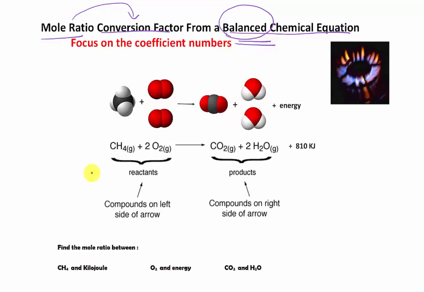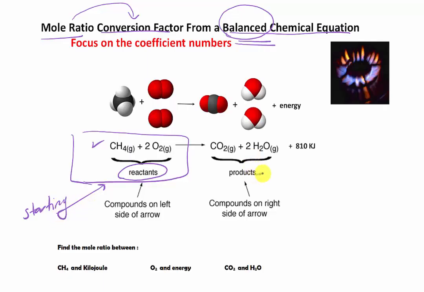The beautiful part about this is that most of the chemical equations given to us are balanced. So here we have a balanced chemical equation where we have CH4 plus 2O2 produce CO2 plus water and 810 kilojoules. We call this side the reactant. We learned that before. The reactant is the starting materials of a chemical reaction, and the starting material will produce the product, and the product is the ending materials or the result that we produce in the process.